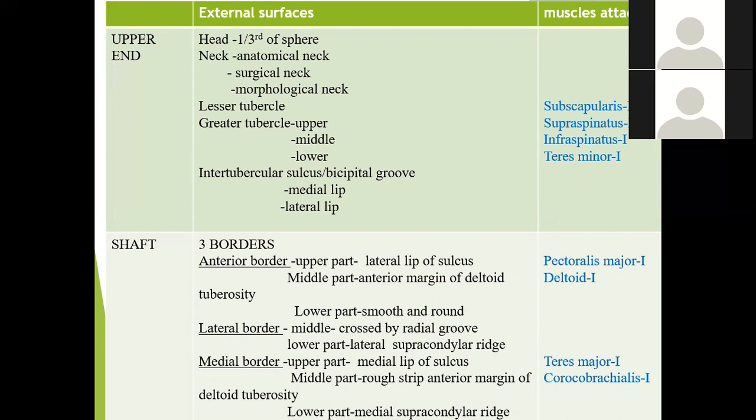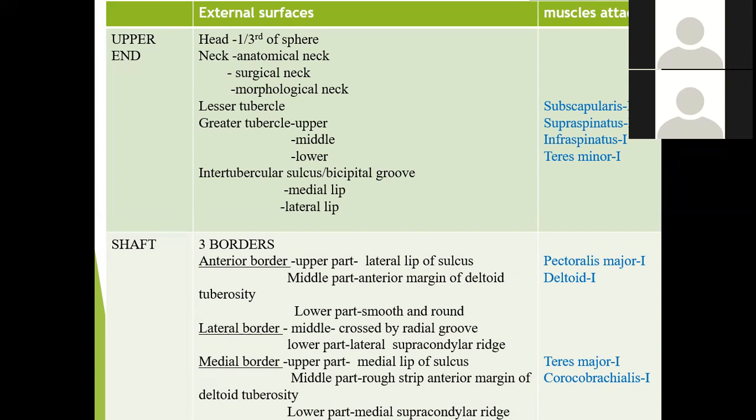So next one is lesser tubercle and greater tubercle. In the greater tubercle, we can see three impressions. It is not an even area. Instead, we can see three impressions. One is above, so that is called upper. The other one is middle, the other one is lower. There are three impressions.